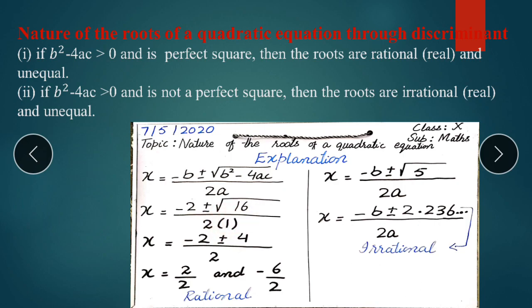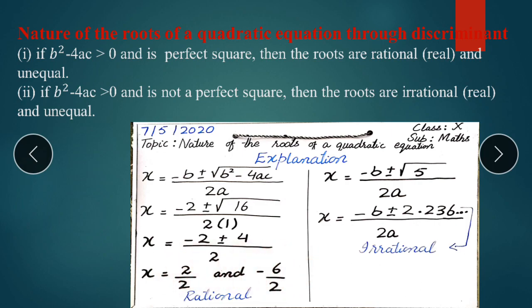16 is greater than 0, of course. And is it a perfect square? Yes, 16 is a perfect square. You can give 4 here as well, up to you, or any other perfect square number. So let's see, if the discriminant is according to this condition, what will the roots be?